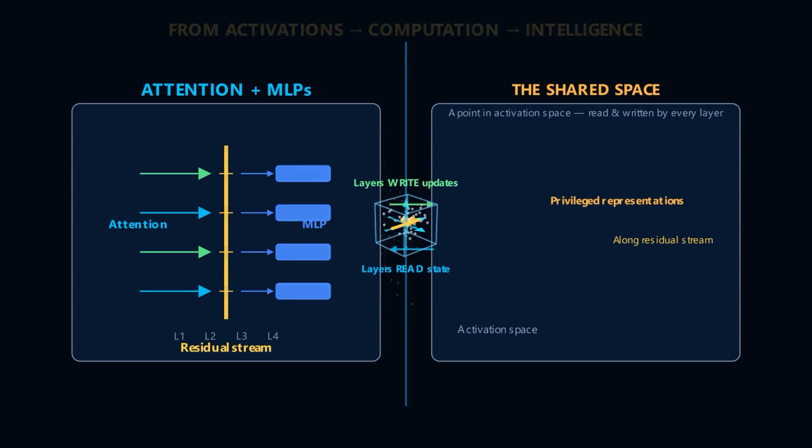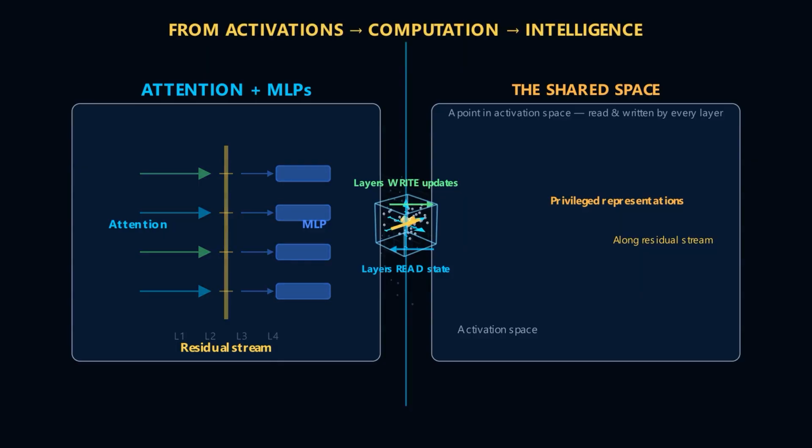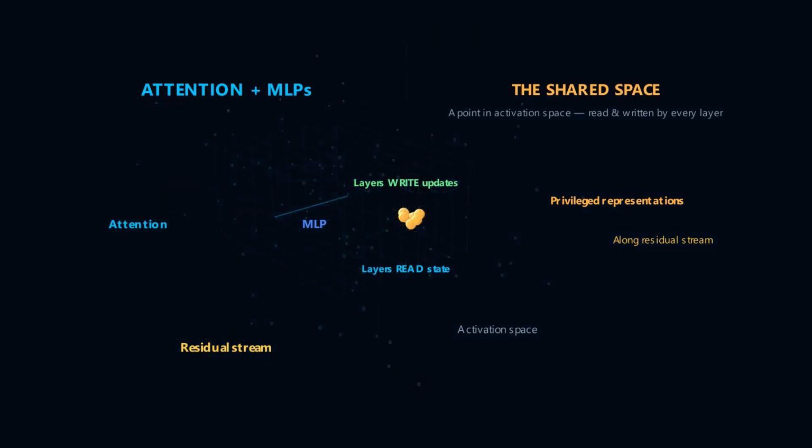And this is why you should care. If you understand where information lives, how attention moves it, how MLPs transform it, and how a small set of representations can influence later computation, you begin to understand what a transformer is actually doing, not just what it produces. But how did Anthropic find this hidden structure in the first place?